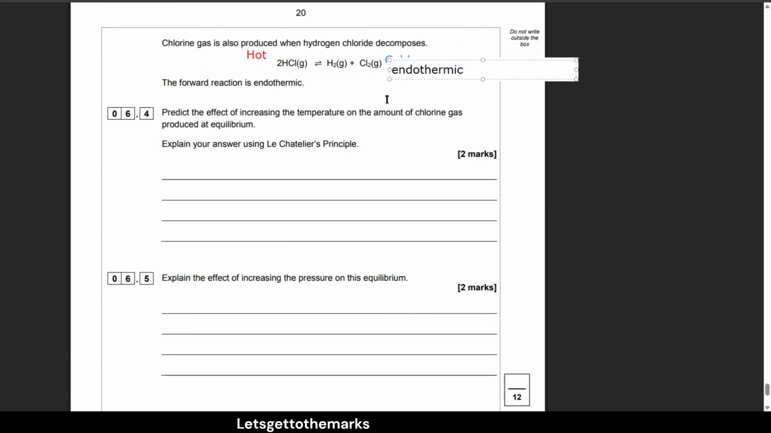The right-hand side is always the name of the reaction. So this is endothermic, and this is exothermic. Sometimes it's the other way around, exothermic on the right, endothermic there. But we're told the forwards reaction is endothermic. So it's cold on that side.